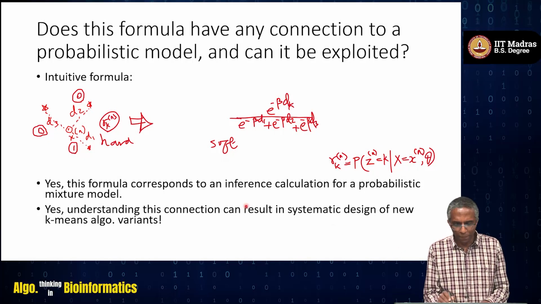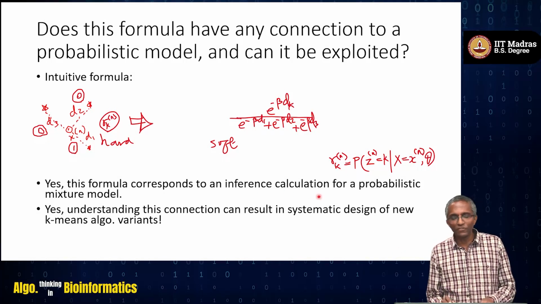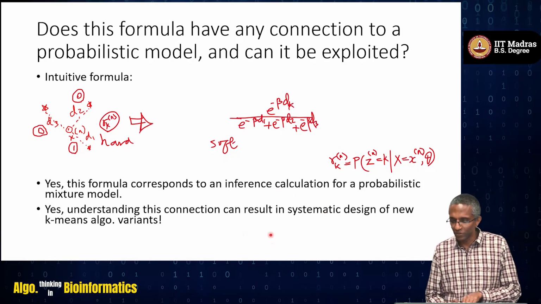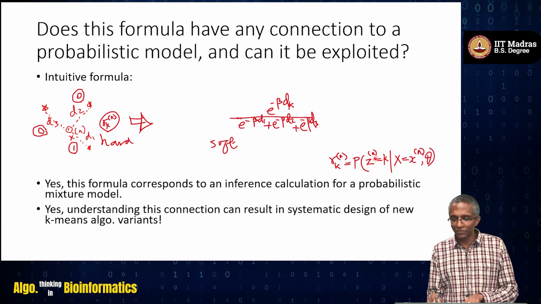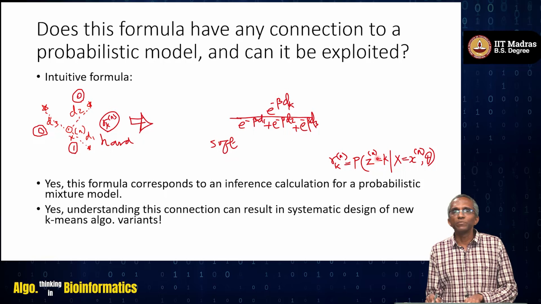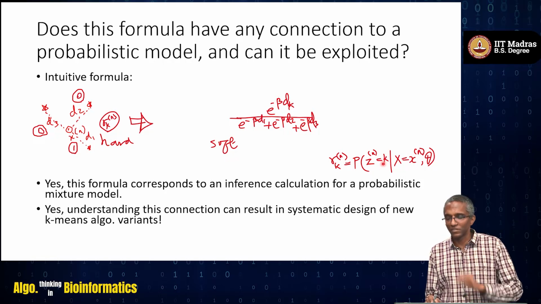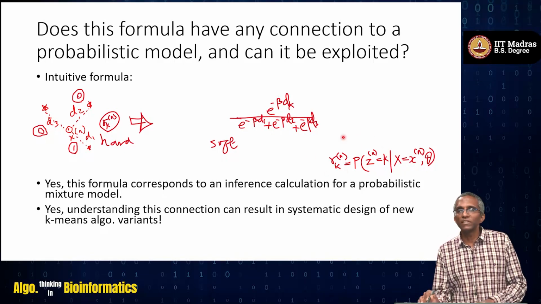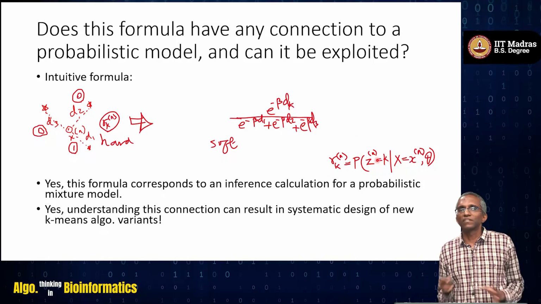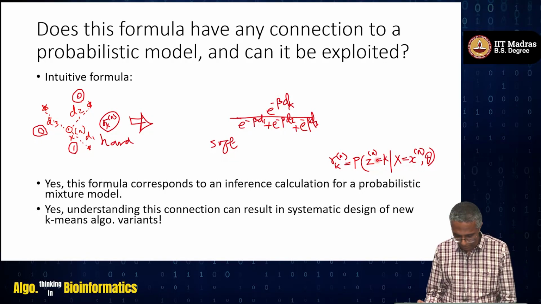And what exactly do I mean by an inference calculation for a probabilistic mixture model? That Rk of n is written in this way: it will be the probability of some latent variable, some hidden variable z, taking the value that it is cluster center k, given a data point x equal to xn and some parameters theta for the model. That part may look mysterious now, but we will deconstruct it in the next set of slides.